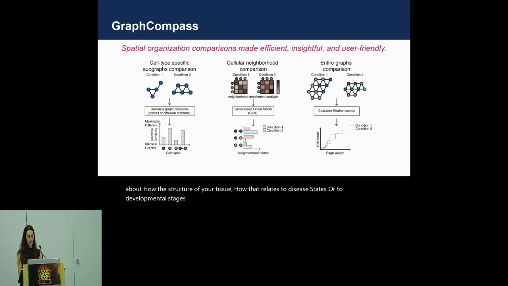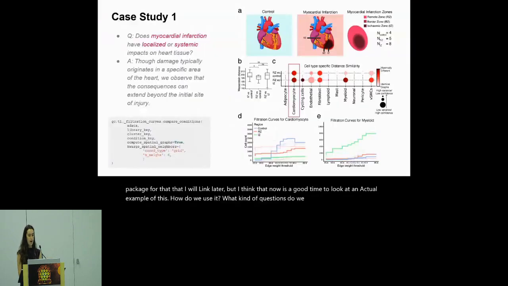So these are the methods that we implement. We have a Python package for that, which I will link later. But I think that now is a good time to look at an actual example of this. How do we use it? What kind of questions do we answer? And so I have a quick case study here. The data that we use is Visium heart data, which we deconvolve to obtain pseudo single cell resolution.